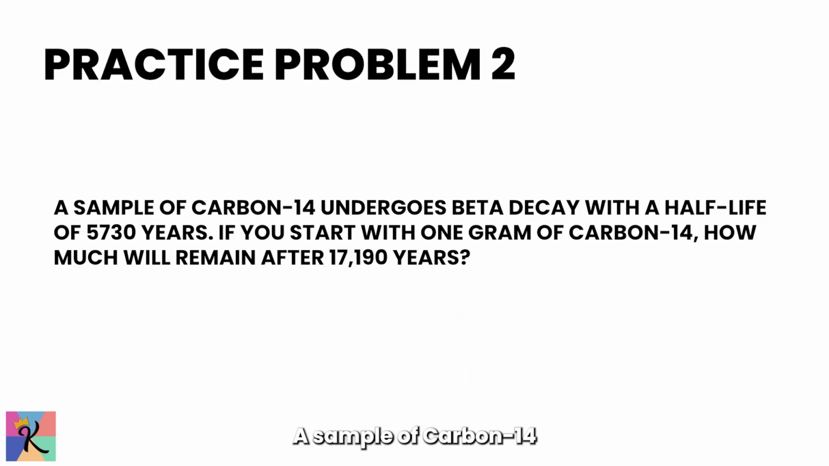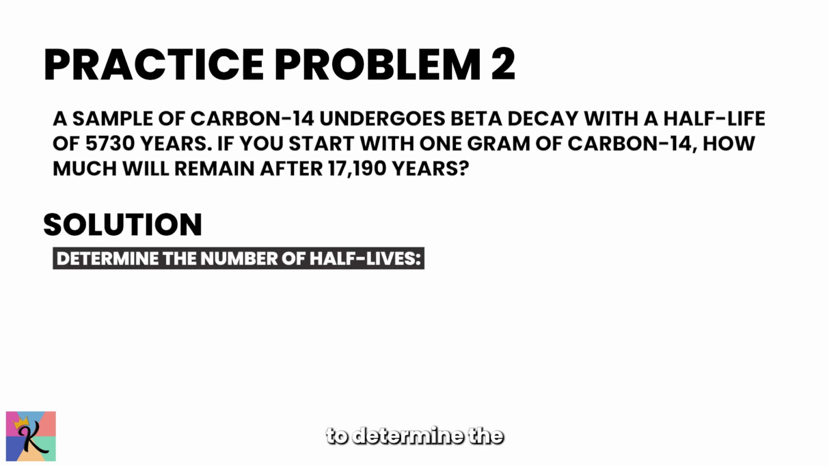A sample of carbon-14 undergoes beta decay with a half-life of 5,730 years. If you start with 1 gram of carbon-14, how much will remain after 17,190 years? So first, we have to determine the number of half-lives. And all you have to do is essentially use dimensional analysis to get to half-life based on what was provided. So we know that there's 5,730 years per half-life.